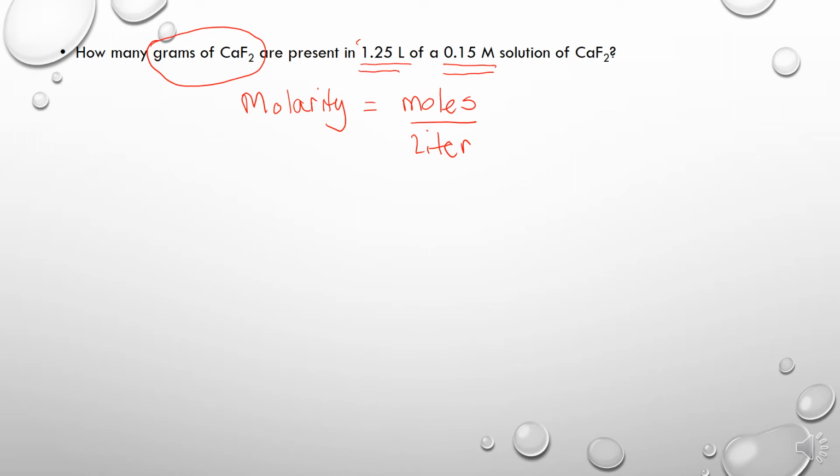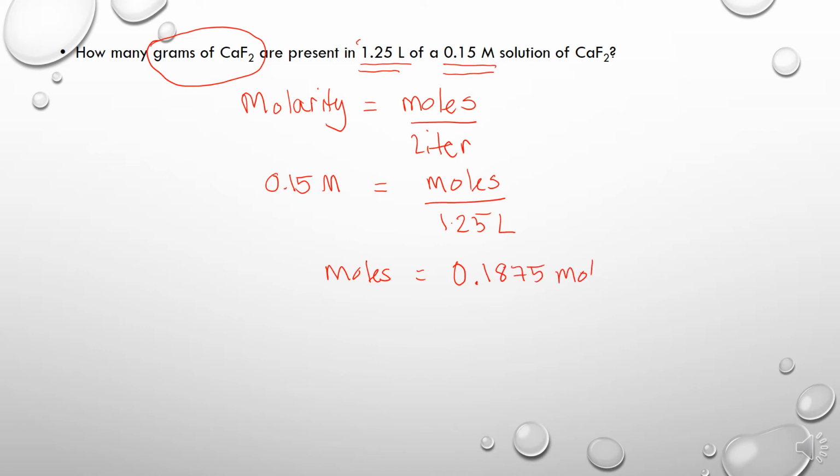Let's do that. So 0.15 is moles divided by 1.25 liters. So the moles will be equal to 1.25 times 0.15, which is 0.1875 moles of CaF2. But I need to find grams.